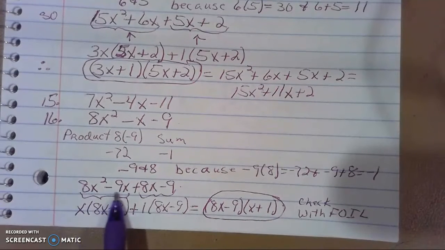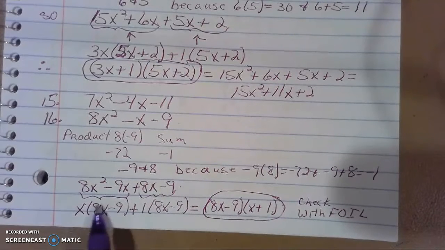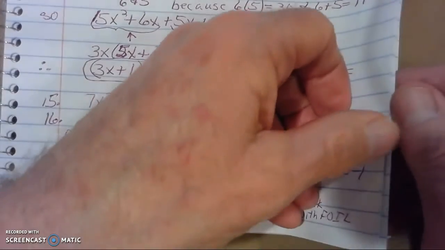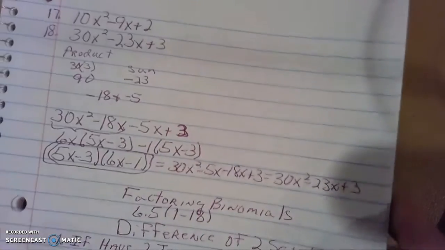X comes out of the first two, leaving us 8x minus 9. The second two, 1 is our common factor, times 8x minus 9. So 8x minus 9 is the common factor between those two, goes out in front of the x plus 1. And you can check this with FOIL. Same method on 17 and 18.